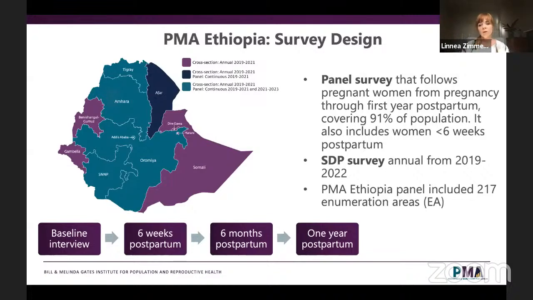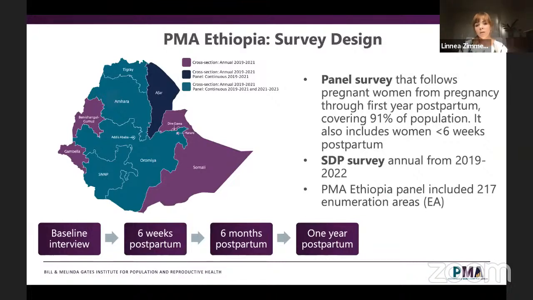There's a cross-sectional survey that's implemented annually, and that really focuses on reproductive health and family planning. And then there is a panel survey that is implemented in six regions in Ethiopia, and those six regions account for about 90% of the total population. Within those regions, in October, November, December of 2019, we enrolled women who at that stage were either currently pregnant or who had given birth in the past 6 months. And then we follow all of those women. We had the baseline interview at that stage, and we follow all of those women at 6 weeks postpartum, 6 months postpartum, and 1 year postpartum.